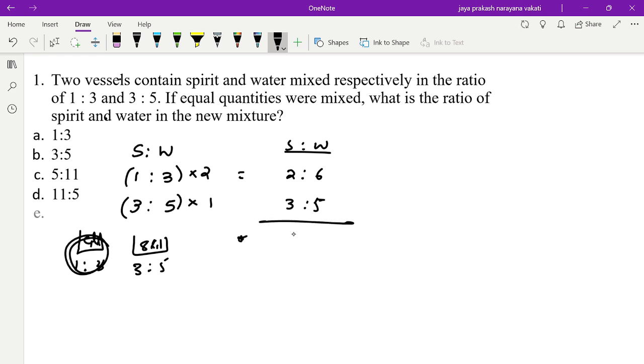So then what happens? The quantity of spirit in the resultant mixture will be 2 plus 3, 5. 6 plus 5, 11 is the parts of water in the resultant mixture. So that's how I got the spirit to water ratio in the resultant mixture, 5 is to 11. So this is my answer, option C. Let's go and see our second problem.